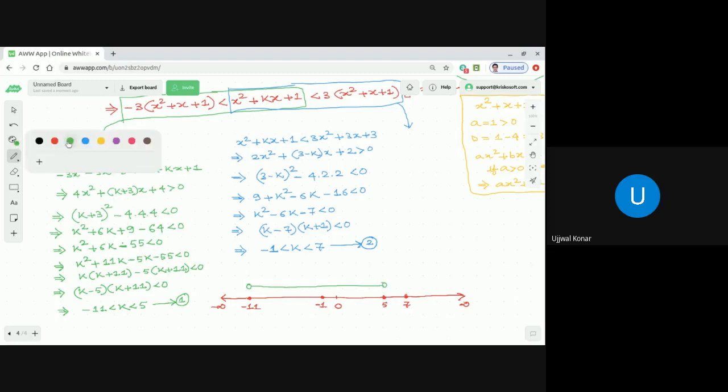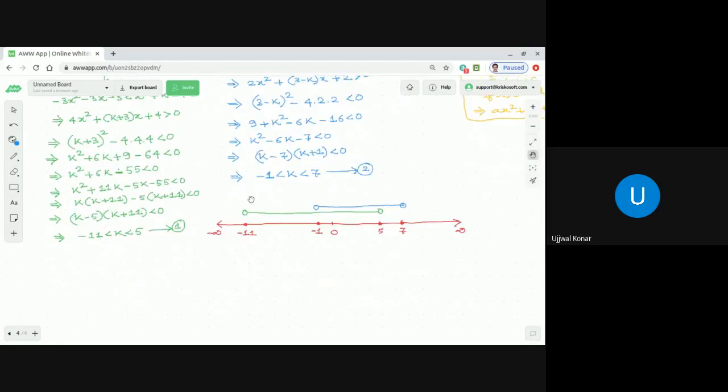And let me draw in blue color minus 1 to 7. So minus 1 is here and 7 is here. So now what is the common solution, dear students? The common solution should be this one, minus 1 to 5, which is overlapped. So this is one part and this is one part. So minus 1 to 5, this is the overlapped one.